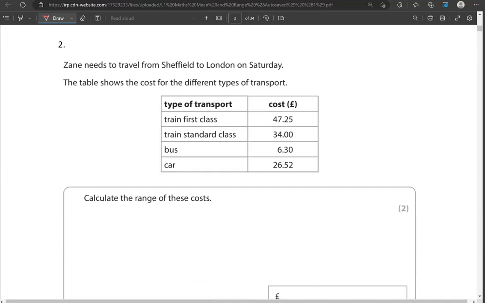Zane needs to travel from Sheffield to London on Saturday. The table shows the cost of the different types of transport. Calculate the range of these costs. Again, we're working out the range, which means identifying the highest and the lowest and taking away the lowest from the highest. So, train first class, £47.25, train standard class, £34, bus, £6.30, car, £26.52. Which of these is the highest? That's this one, £47.25, and the lowest is £6.30.